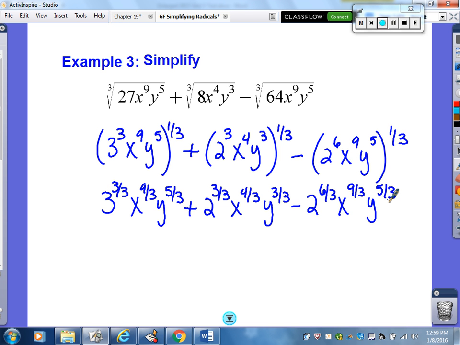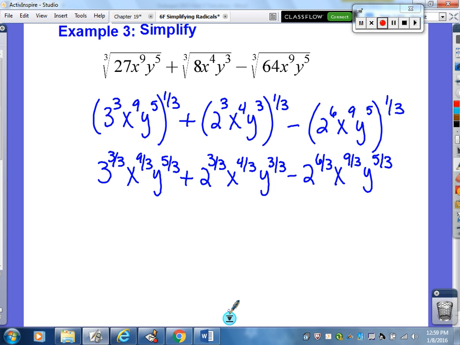All right, now I'm going to start simplifying. If I see an improper fraction, I'm going to change it to a mixed number. If I see a whole number, that means the whole thing comes outside the radical. And then I'm going to combine my like radicals. So 3 to the third, that's 1, so that gives me 3. 9/3, that's x to the third.